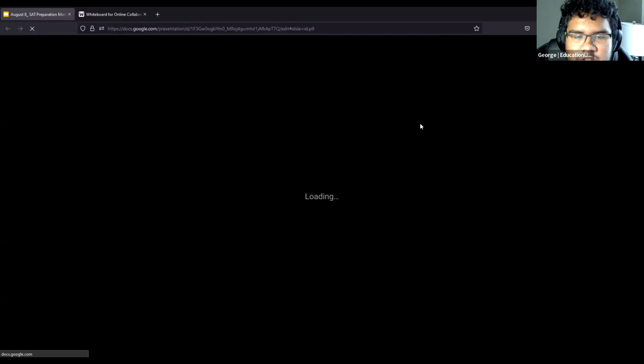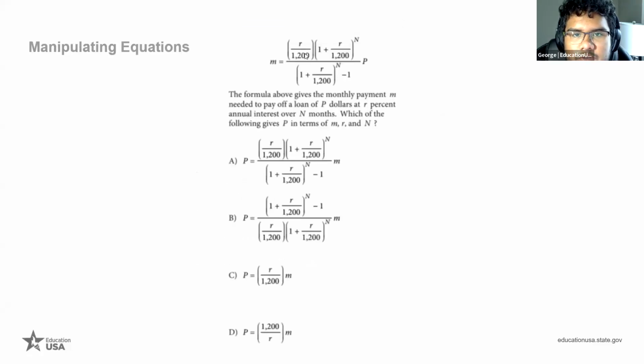So yes, let's continue here. This next one is a bit more complicated, but it's actually not as complicated as it looks. It's just manipulating the equations here. So this problem gives you an equation for M in terms of P. It says the formula above gives the monthly payment needed to pay off a loan of P dollars at R% annual interest over N months. Which of the following gives P in terms of M, R, and N? I'll let you guys give this a try.